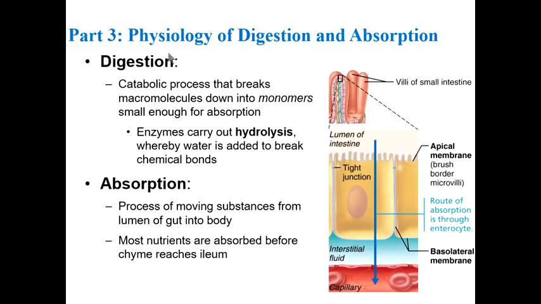This final video involves the physiology of digestion and absorption. So just to recap digestion, and let's throw in some terms from A&P Part 1. Digestion is catabolic, meaning things are being broken down from large macromolecules into simple components or monomers. We need it small enough for this material to get absorbed into our tissue.